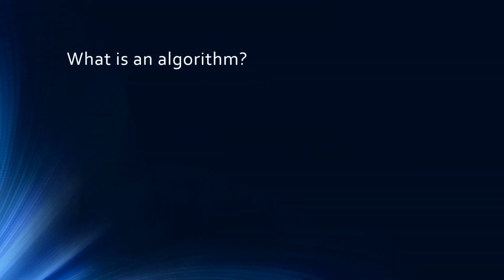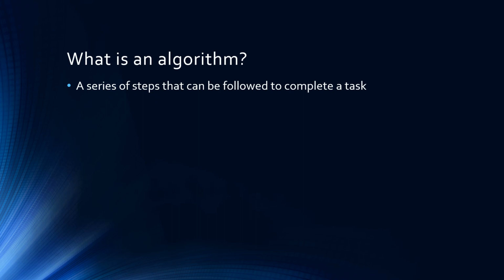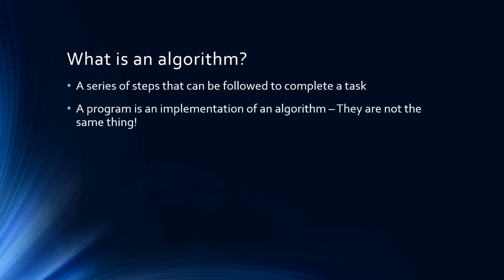So what is an algorithm? Put simply, an algorithm is a series of steps that can be followed to complete a task. A program is an implementation of an algorithm. They're not the same thing.